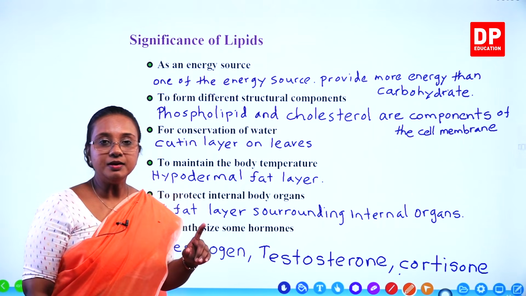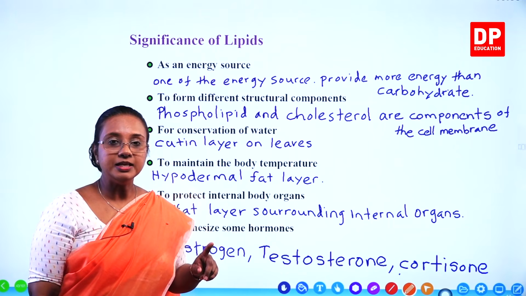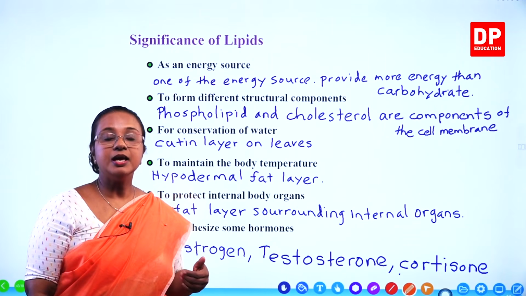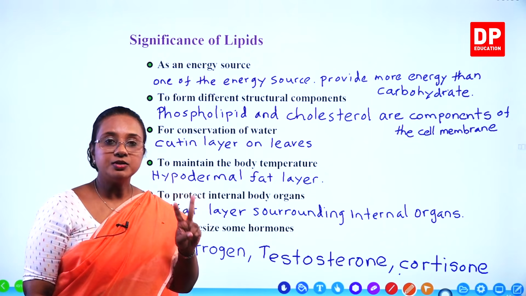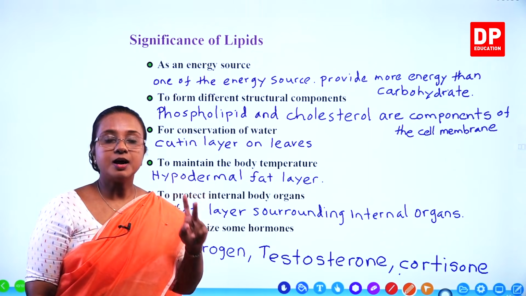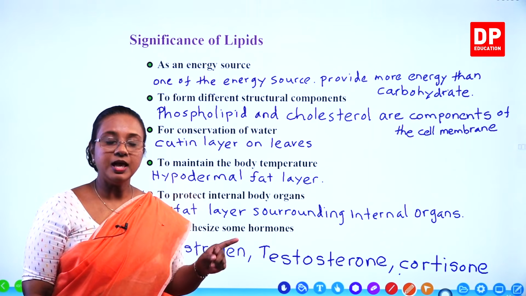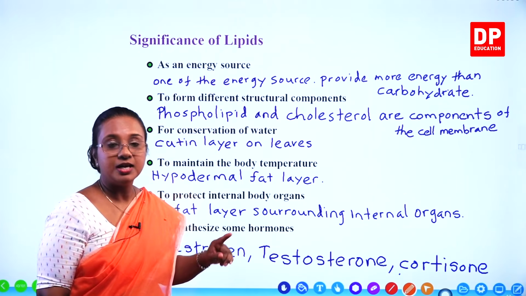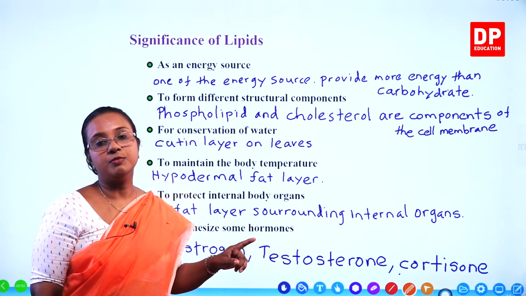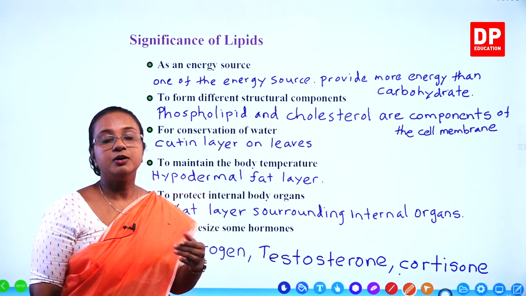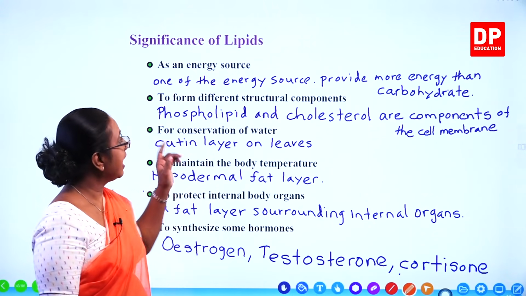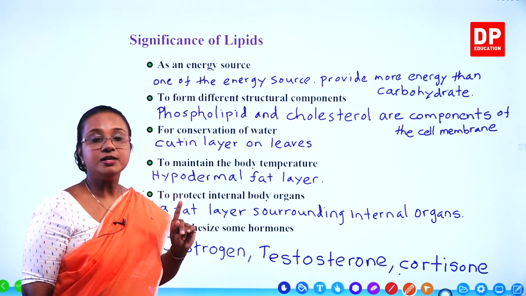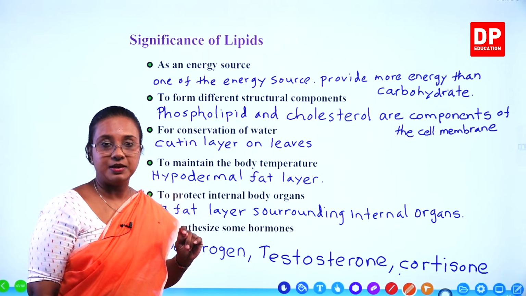So remember, hormones are needed for the coordination of the human body, and also there are two types of hormones. Some are made up of protein and some hormones are lipid hormones. Another name for lipid hormones is steroid hormones. That brings us to the end of the discussion on significance of lipids.